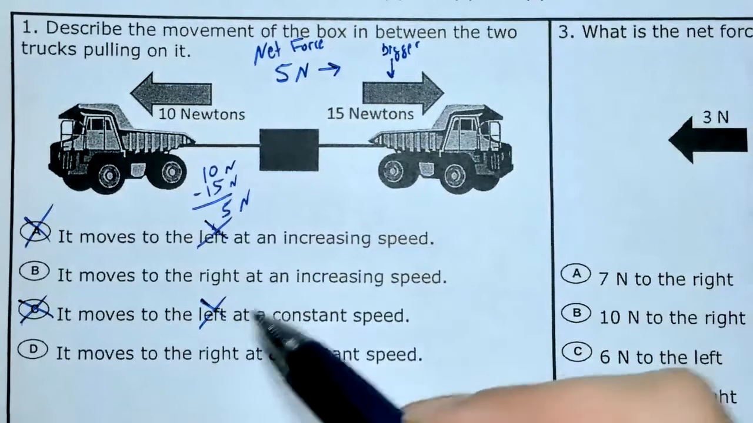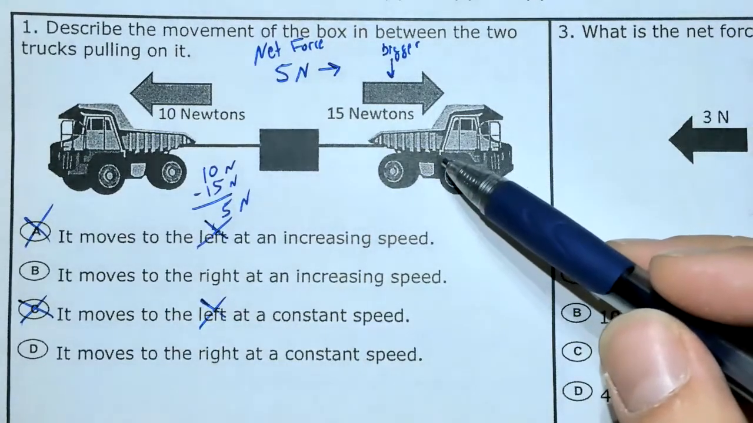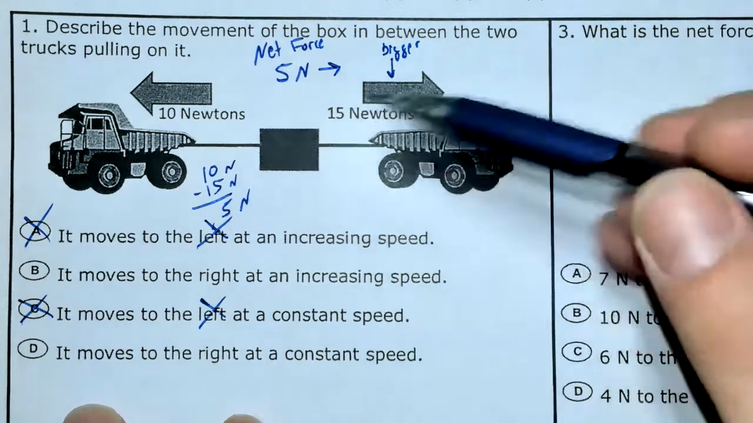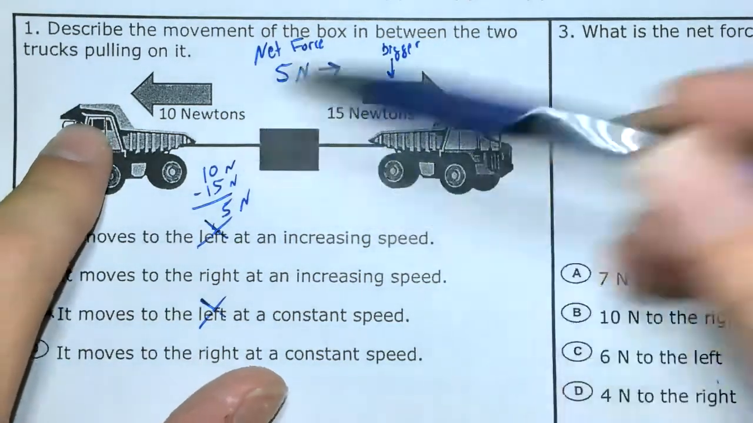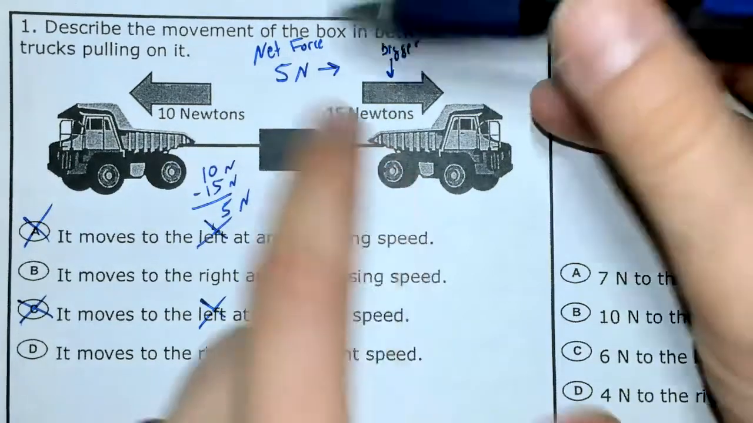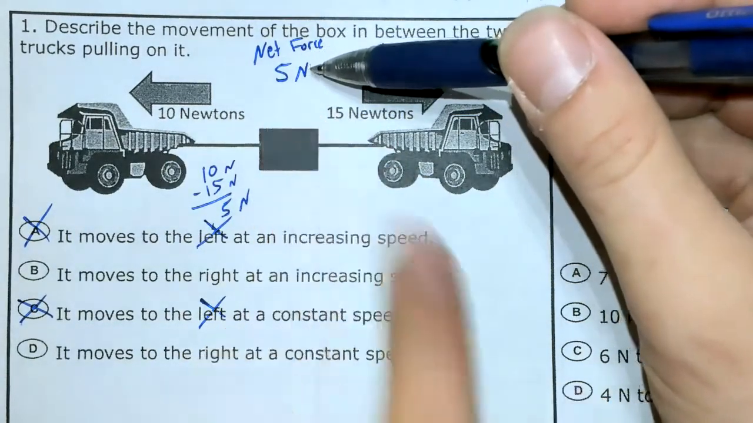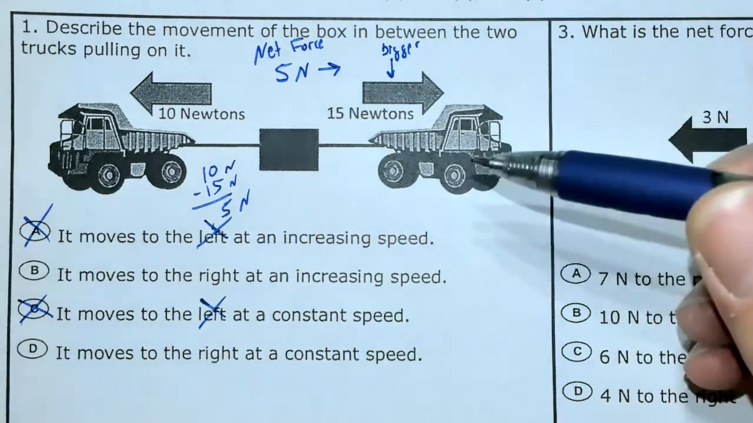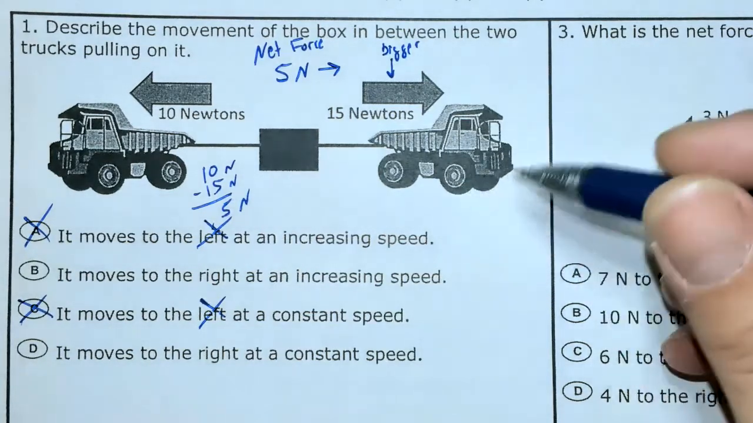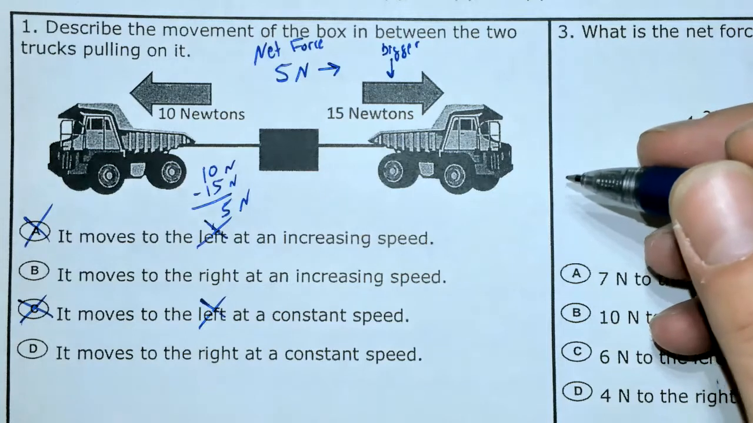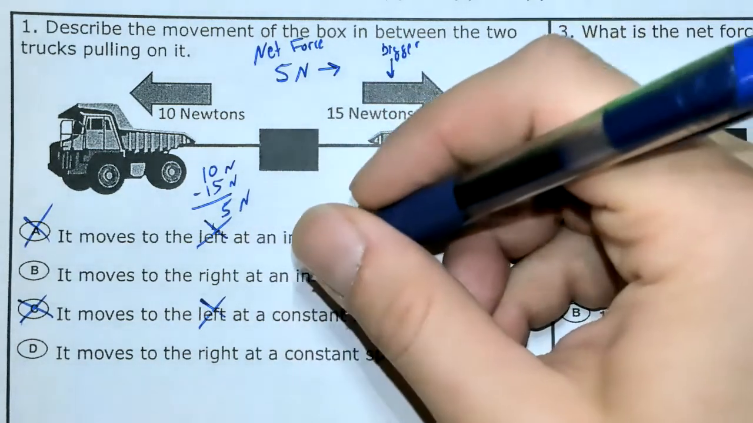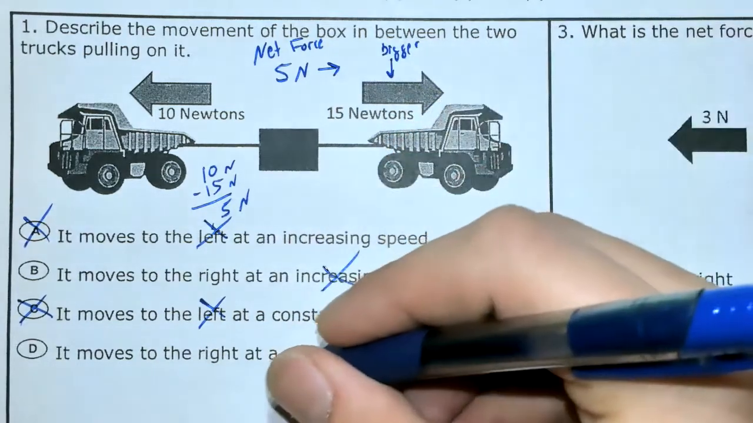It moves to the right at an increasing speed, or it moves to the right at a constant speed. Well, since it's going to be pulling 10 newtons over here and 15 newtons over here, and a net force of 5 newtons, it's not going to be accelerating any more than 5 newtons. So it's going to be moving at a constant speed, which is just 5 newtons to the right. So it's not going to be increasing, it's going to be constant.